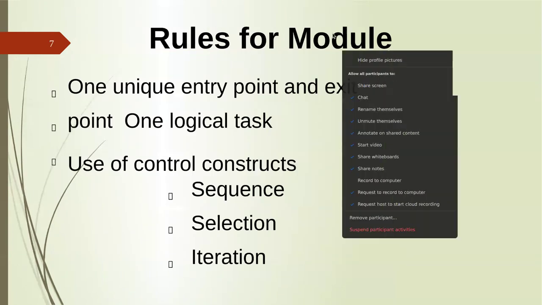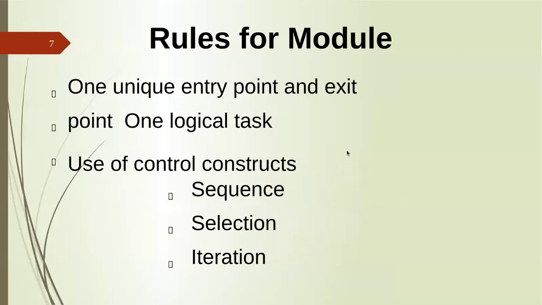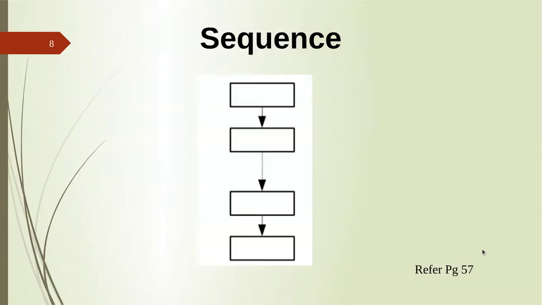Rules for a module: one unique entry point and exit. In a module, we have to think about these things. One unique entry point and exit. One logical task. Use of control structures: sequence, selection, iteration. I will explain what these are. They are in page 57 in book 1.